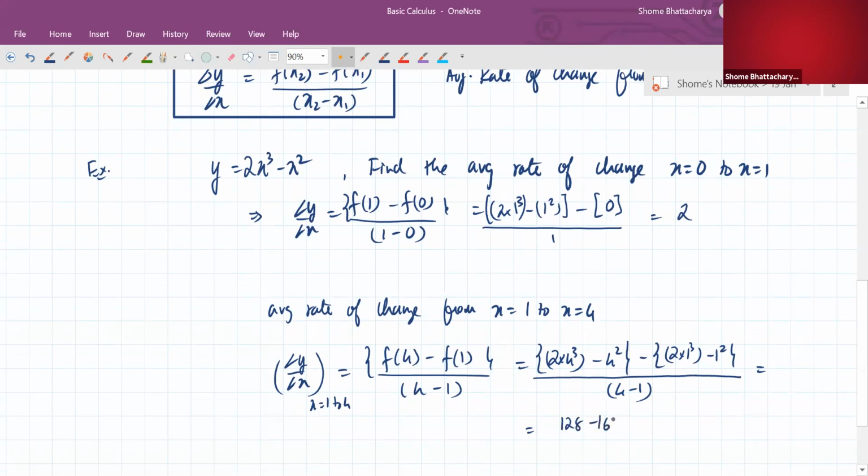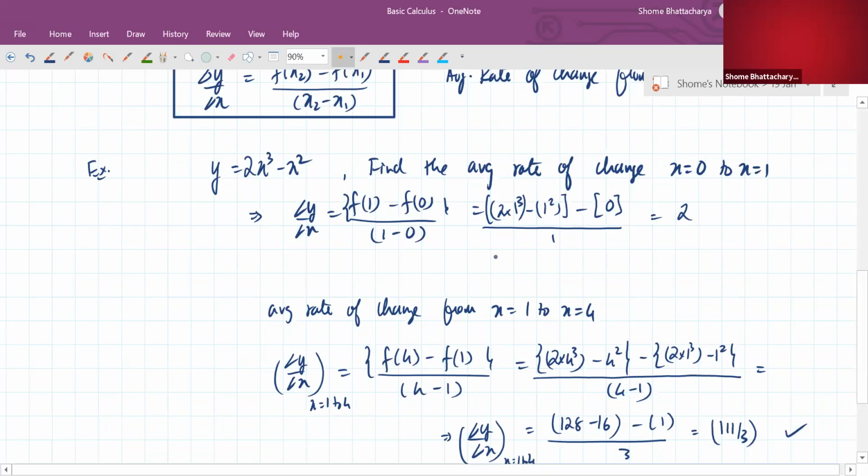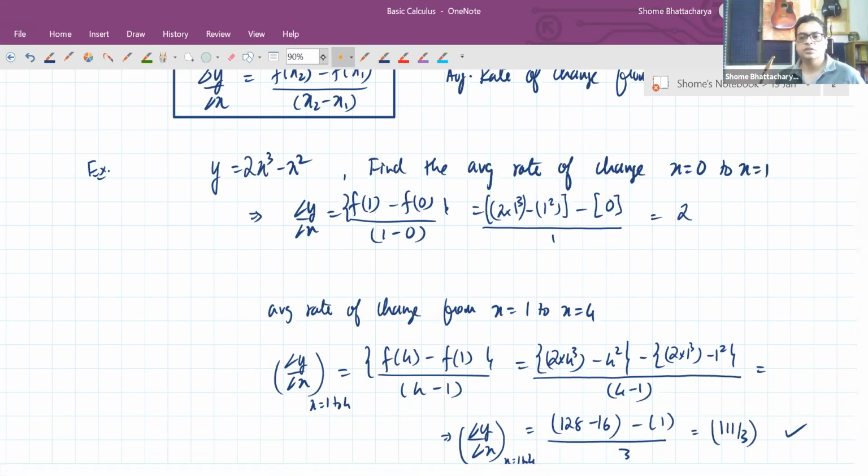So now you can see that this value here will just become 128 minus 16 minus 1 divided by 3. So 111 by 3. That becomes the value of delta y by delta x, for x equal to 1 to 4. So this is an example of the concept of average rate of change of a function. Now we'll talk about this in the domain of physics also, how this is applicable.